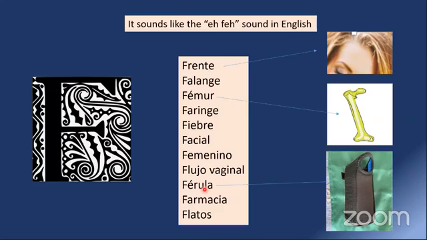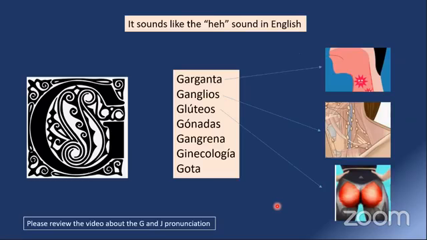Férula, we learned already that in one of the lessons, is the removable splint. Férula. Pharmacy is farmacia. Pharmacy, farmacia. And flatos is the medical term for gas or gases. Next one here, letra G. Letra G. This is the tricky one. Please review the video about the G and J pronunciation.